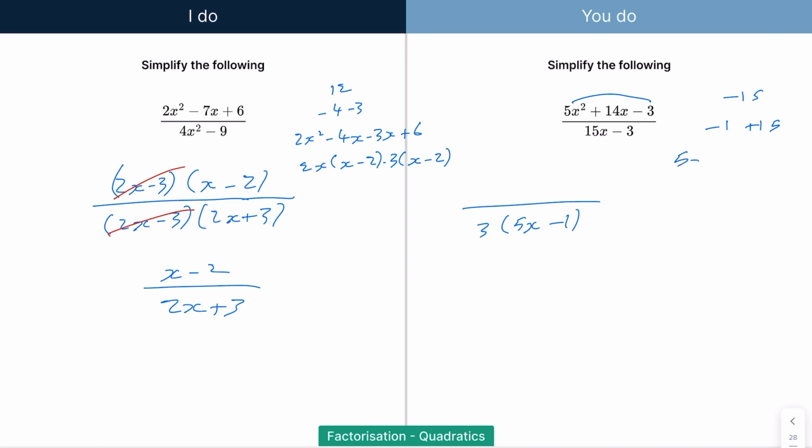Okay, so we have 5x squared plus 15x minus x minus 3. So that's 5x bracket x plus 3 and x plus 3. And then a negative 1 here. So that's 5x minus 1 and x plus 3 there. So that and that cancel out. That leaves us with x plus 3 over 3.